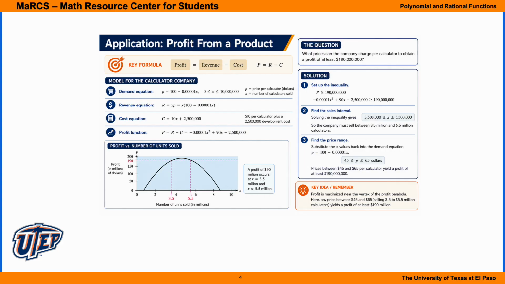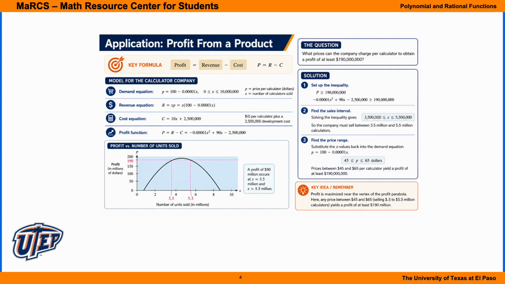So to do that, we solve the inequality, and that'll yield that x is greater than or equal to 3,500,000 and less than or equal to 5,500,000. So that means that this company must sell between 3.5 million and 5.5 million calculators. Now we find the price range. So we substitute the x values back into the demand equation.